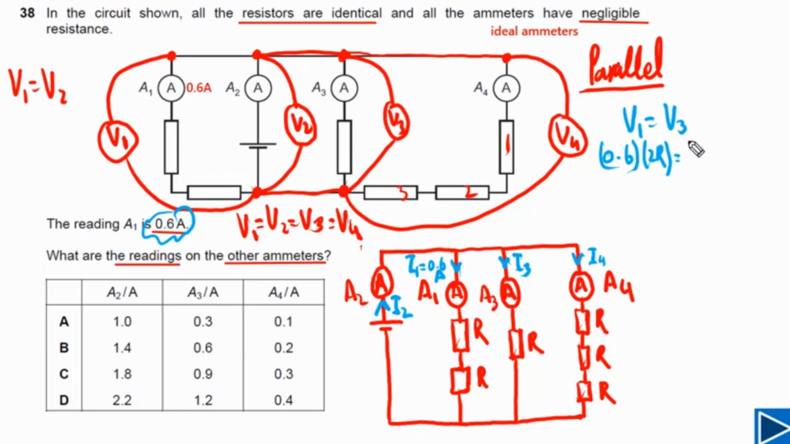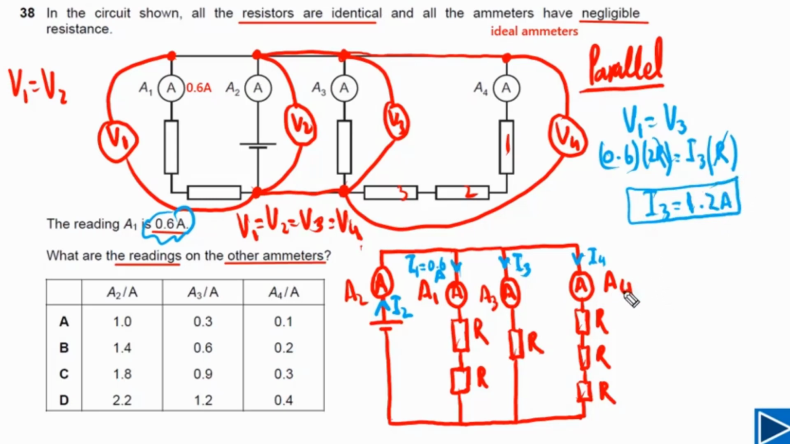And for V3 we can simply say this is I3. We don't know the value of I3, but we know the resistance of this branch is R. Now from here we can cancel R because it is common, and we can find I3, which is 2 times I1, so it is equal to 1.2 amps. So this is the reading on ammeter 3.